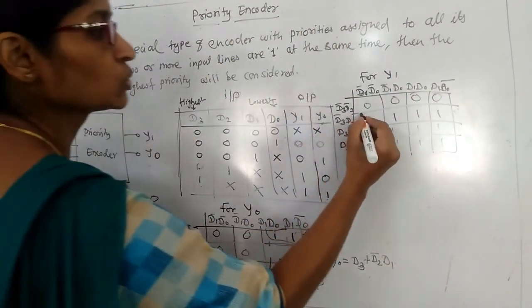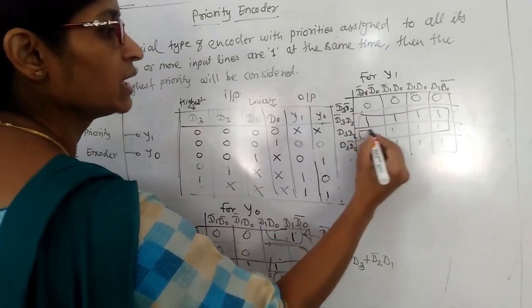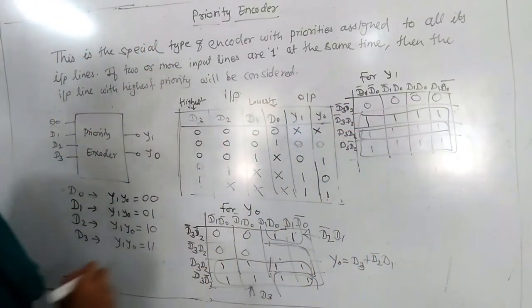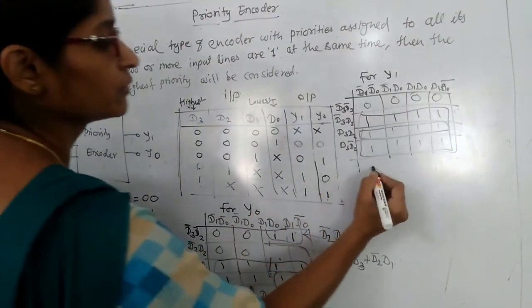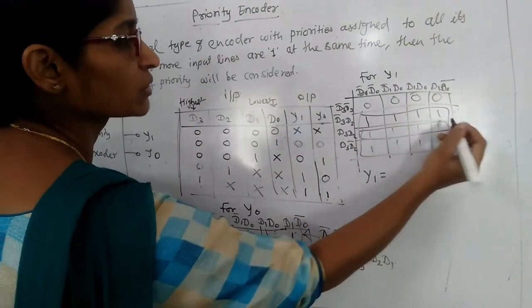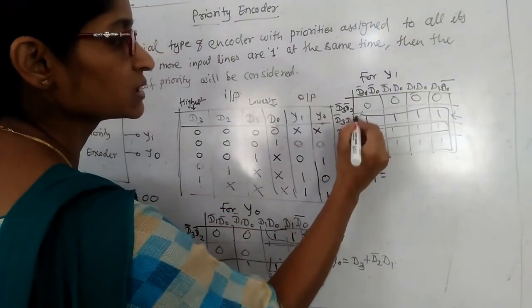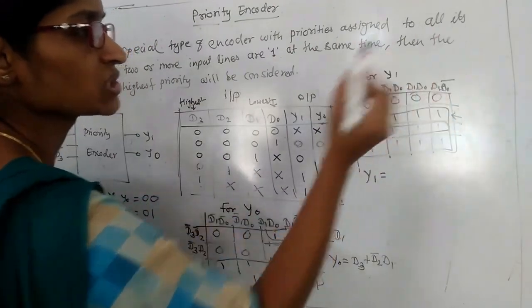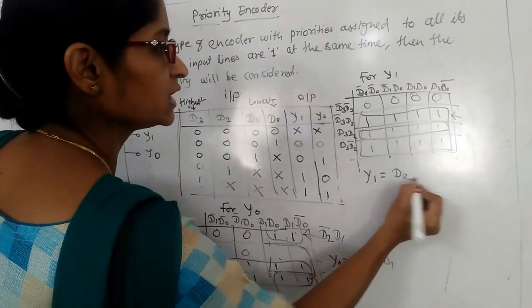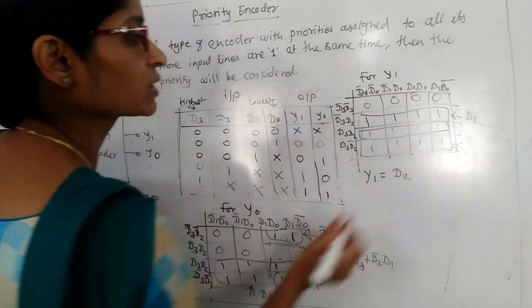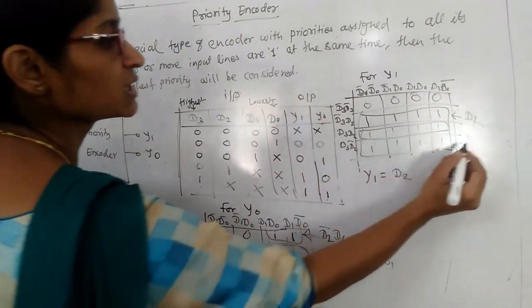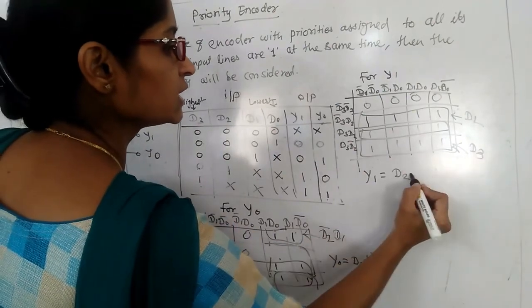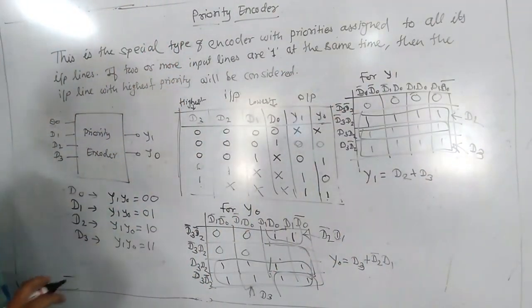So here we get 2 octets. This is the first octet and this is the second octet. So we get the equation Y1. For this first octet, D2 is constant and all others change, so they are eliminated. So here we get D2. For this second octet, only D3 is constant. So we get D2 plus D3. So these are the equations for the outputs Y0 and Y1.